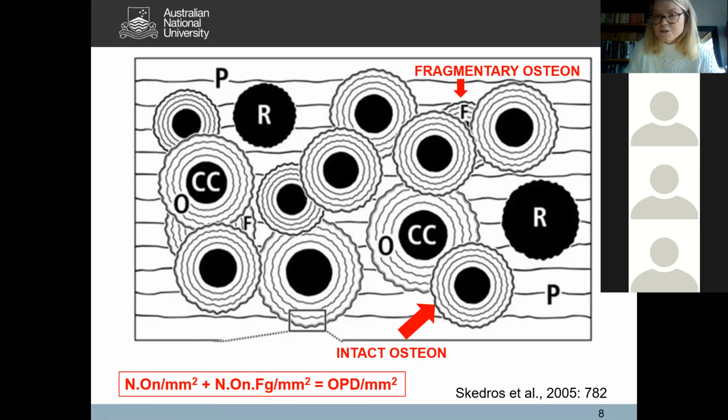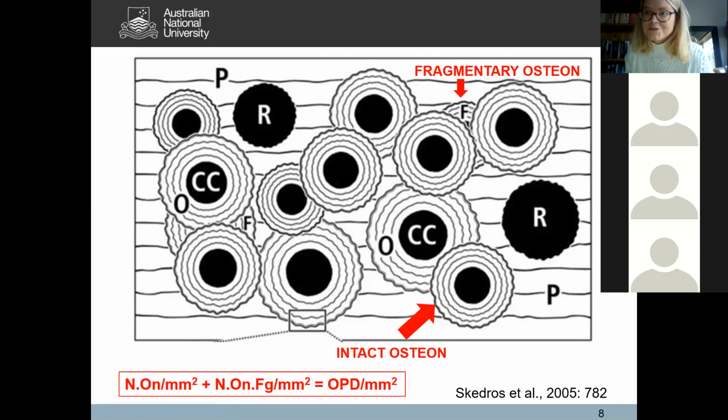And so altogether, that gives us a good idea about how well or how poorly an area in the bone has actually remodeled. So when we calculate OPD, we simply add up the total of what we call intact osteons, which is NON, divided by the section area, more on that in a second, plus the fragmentary osteons, which we abbreviate as NONFG, and that gives us the OPD value.